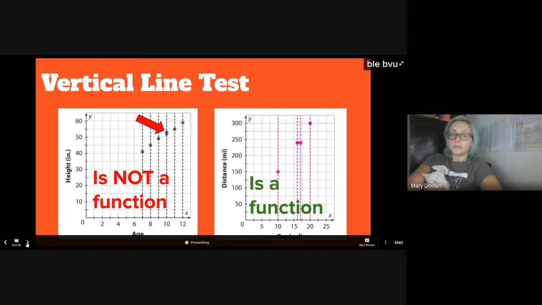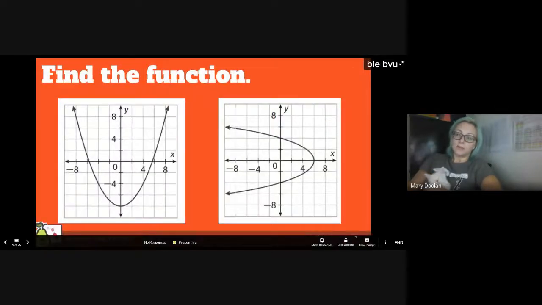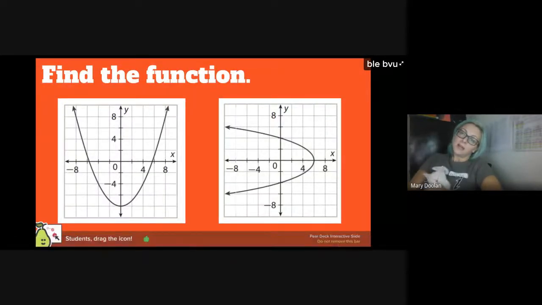So those are examples of a function, not a function, where you just have ordered pairs, but you could have continuous graphs like we have here. So on the left, I have a parabola, and it's the line that has the arrows on it. That is the graph. And then on the right, I have a parabola on its side, and the arrows represent the graph.